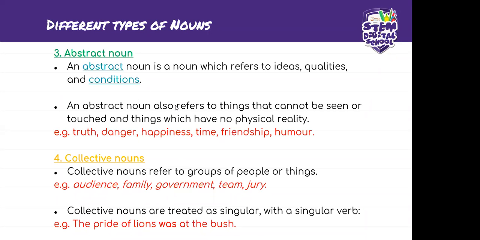Again, an abstract noun also refers to things that cannot be seen or touched and things which have no physical reality. For example, truth. You cannot point at something and say, "Yeah, that is the truth." Danger, even danger, you cannot point at it. For example, if there is a big dish there, you do not see the danger. You only see the dish. But when you see the dish, it gives you an idea of danger. Therefore, that danger is an abstract noun.